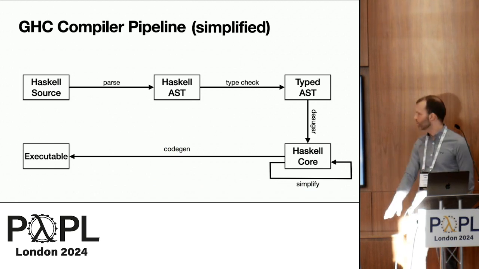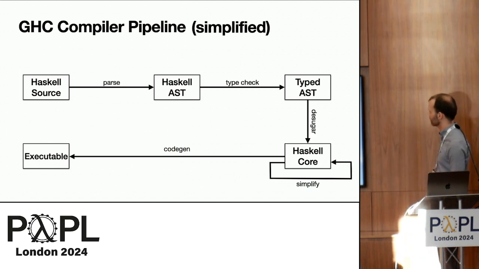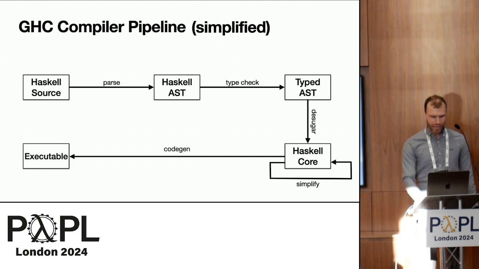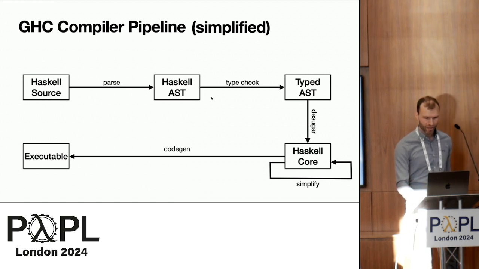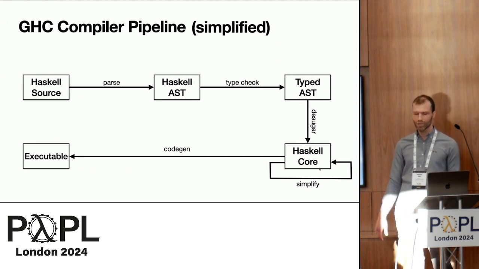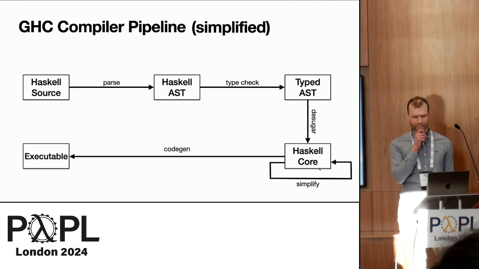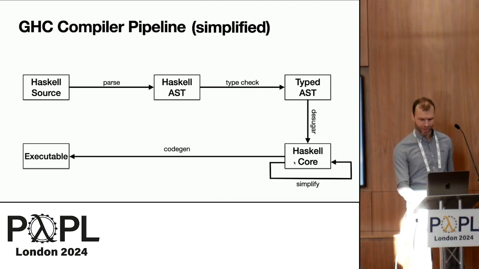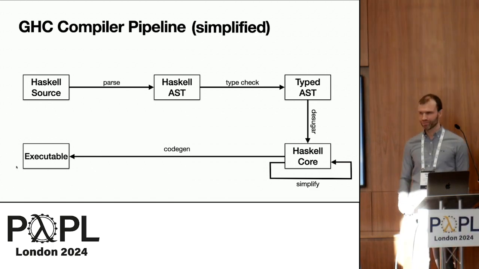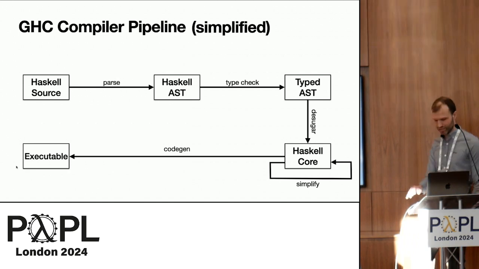So where does this actually all take place? This is a very simplified overview of the Haskell compiler pipeline. It takes Haskell source code, parses it to an AST, then type checks it, then desugars it to this intermediate language called Haskell core, does some stuff on this, and then, very much simplified, generates the executable. There's a lot more going on, but I'll just abstract from that.